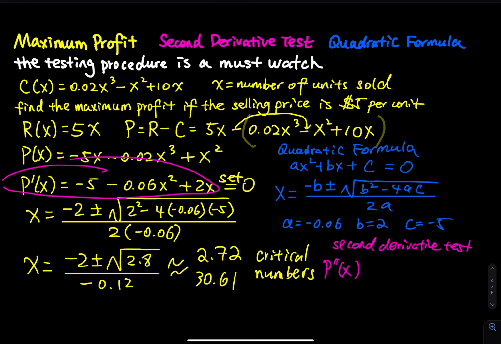So we have negative 0.12x plus 2. Are we going to set that equal to 0? No, we will just test. Okay, let me just rewrite this because I want to get rid of that mark over there. So that is equal to negative 0.12x plus 2. We are not setting that equal to 0. We are going to plug in the critical number to see if that is positive or negative.